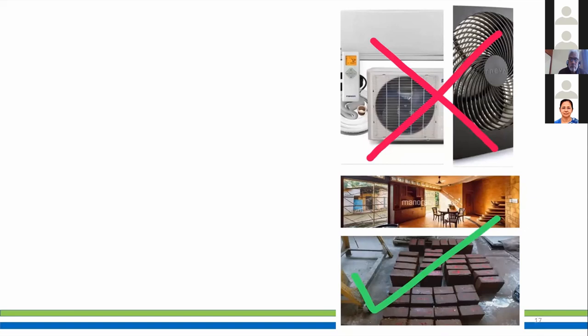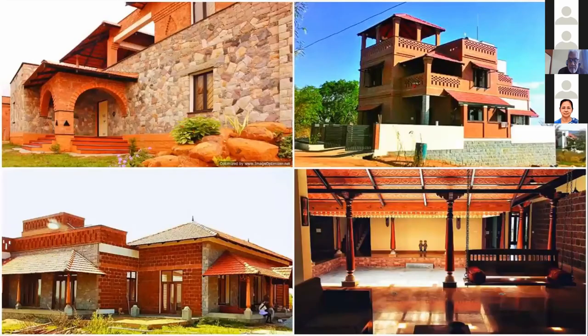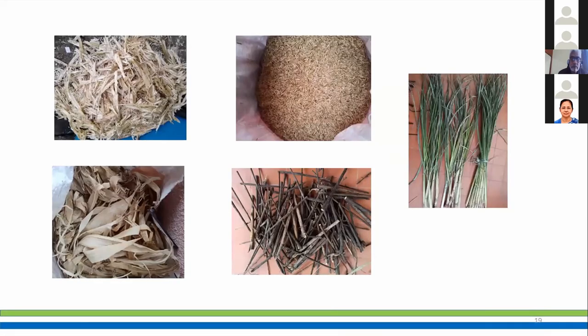We understood that the physical property of agricultural products will be thermally sound and thermally good. Yes, some of the buildings were constructed with different stabilized mud blocks, laterite blocks or naturally available blocks. And going further in that study, we took different agricultural waste like sugarcane bagasse, rice husk, maize, coffee husk and sunflower stalk.